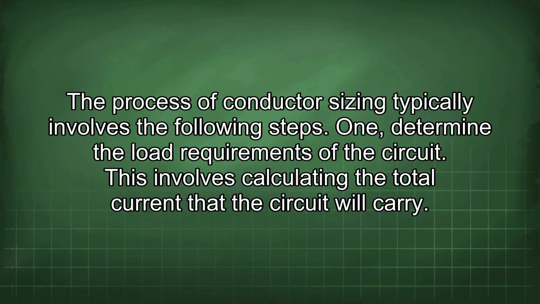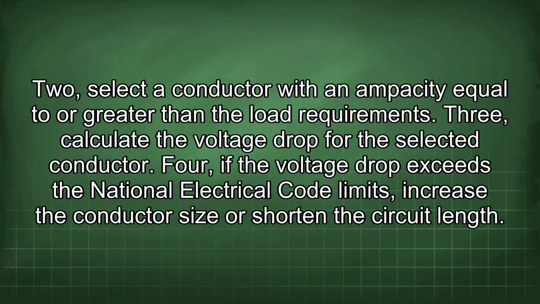The process of conductor sizing typically involves the following steps. 1. Determine the load requirements of the circuit. This involves calculating the total current that the circuit will carry. 2. Select a conductor with an ampacity equal to or greater than the load requirements. 3. Calculate the voltage drop for the selected conductor. 4. If the voltage drop exceeds the National Electrical Code limits, increase the conductor size or shorten the circuit length.